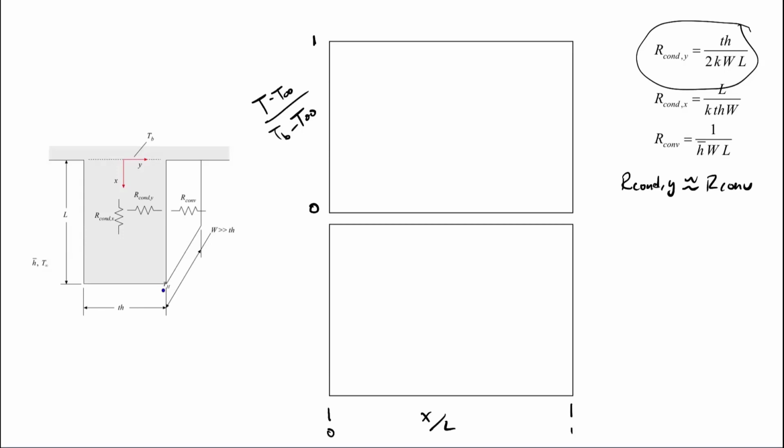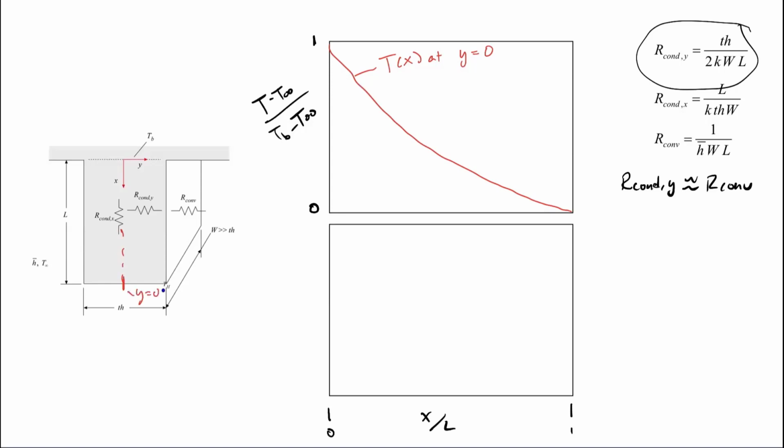So what would I expect the plot to look like? First, let me draw the center line temperature. Let's say it looks something like this. This is my temperature as a function of x at y equals 0.